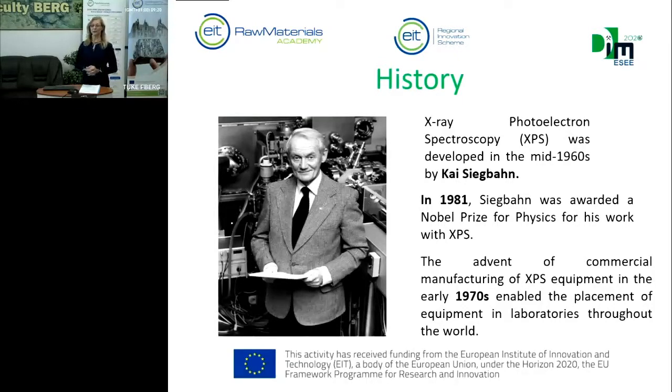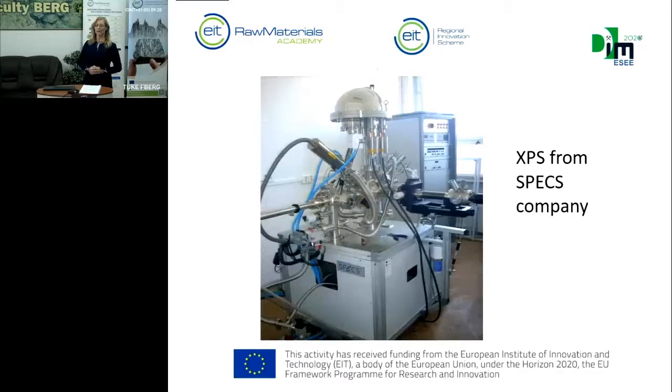X-ray photoelectron spectroscopy was developed in the middle of the 1960s by Kai Siegbahn at Uppsala University in Sweden. In 1981, Kai Siegbahn was awarded the Nobel Prize for Physics for his work with XPS. The advent of commercial manufacturing of XPS equipment in the early 1970s enabled the placement of equipment in laboratories throughout the world. And 10 years ago, our university bought this XPS device from the German company Specs with the help of European funds.